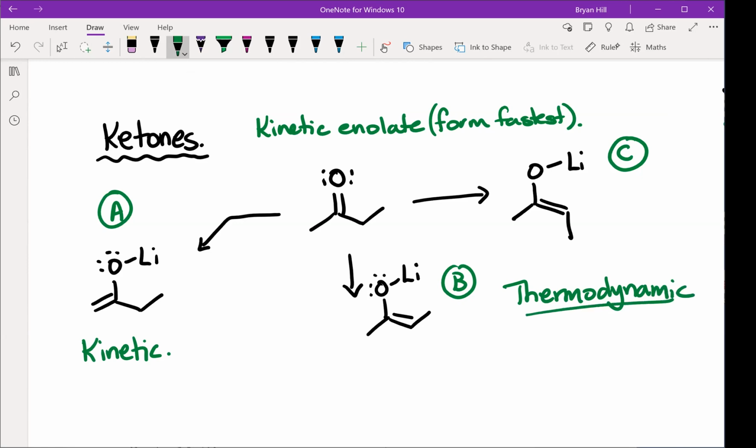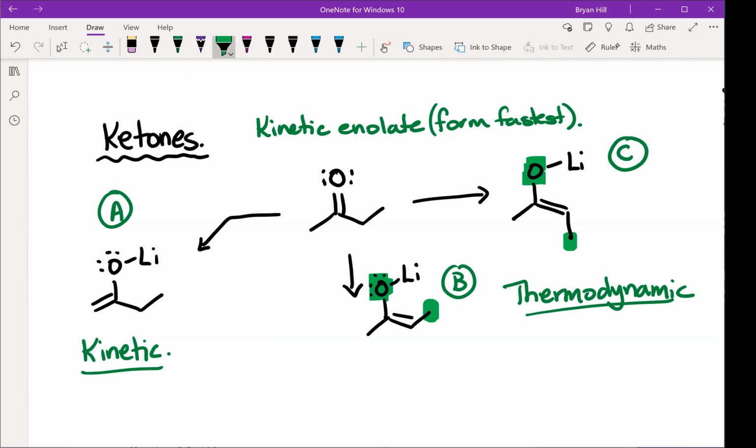Now, it turns out there's a way to form kinetic enolates preferentially, and there's a way of forming thermodynamic enolates preferentially. And there's even a way to distinguish between B and C, because when it comes down to doing certain reactions, the stereochemistry of the products could be quite different based upon the geometry of those enolates. So is the carbon here opposite to the oxygen, or is it on the same side as the oxygen? That's sort of how this works. So, kinetic enolates.